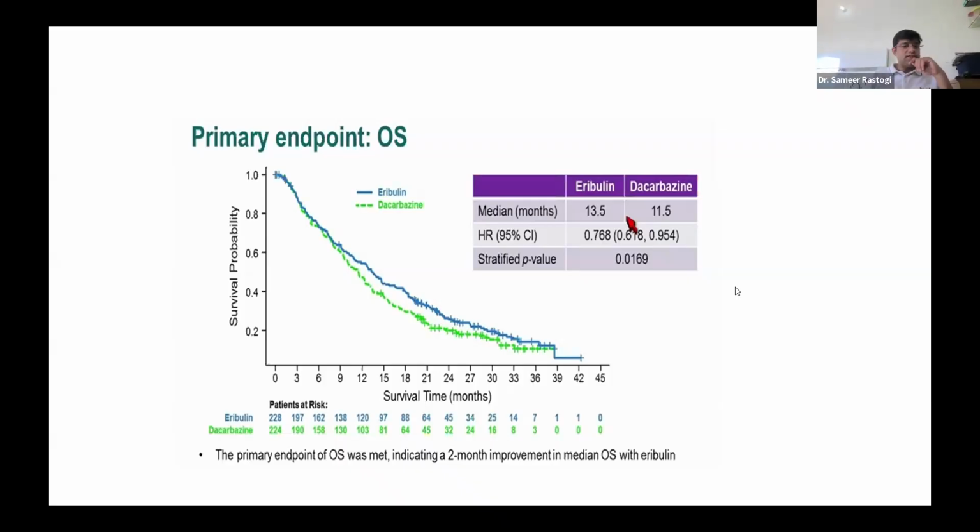Gemcitabine in osteosarcoma: already gemcitabine has a response rate of less than 10%. There are hardly any prospective studies for gemcitabine in osteosarcoma and the response rate is really poor. I don't know how it will benefit.